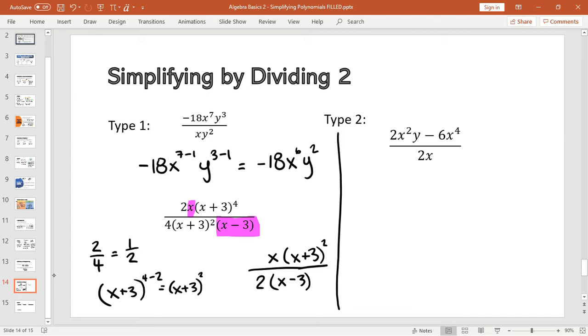Okay, so type 2. The logic behind this is that you're allowed to split these apart, because remember, with just numbers, if you had 3 over 6 plus 1 over 6, if the denominators were the same, you could put the numerators together like that, and then you're going to make 4 over 6, which comes down to 2 over 3. So here's the thing. If I've got a 2x in the bottom and both of them are over 2x, I can split them apart. So this is the only time in simplifying that I'm going to ask you to split things apart.